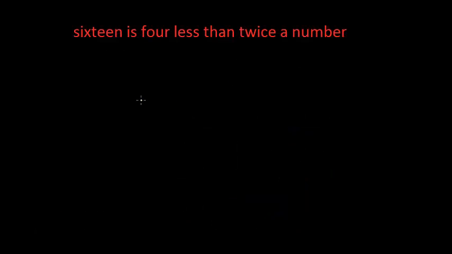Let's go ahead and solve this problem. 16 is 4 less than twice a number. What this is saying is that 16 is, or is equal to, anytime you see "is," it usually refers to equal to, 4 less than twice a number. Well, if I have twice some number, if I don't know what that number is, I'll call it x. Twice that is 2 times that number. And then for less than that, I'm going to subtract 4 from it.